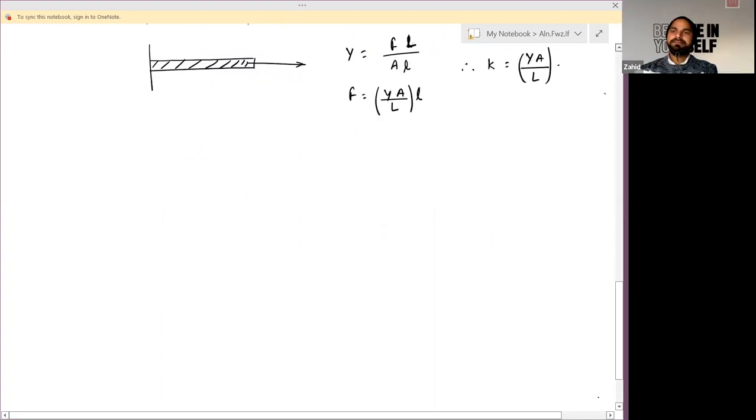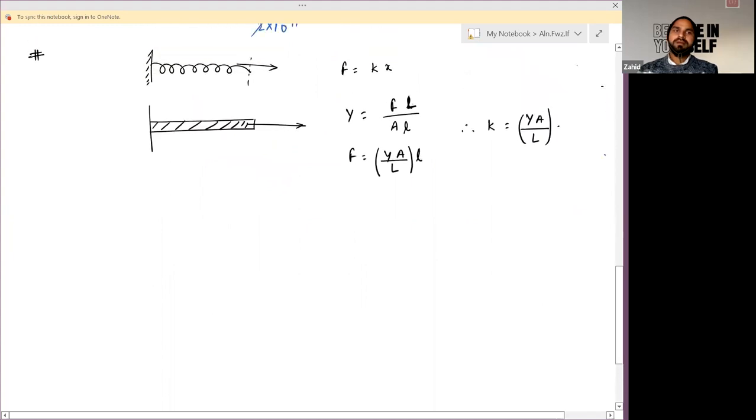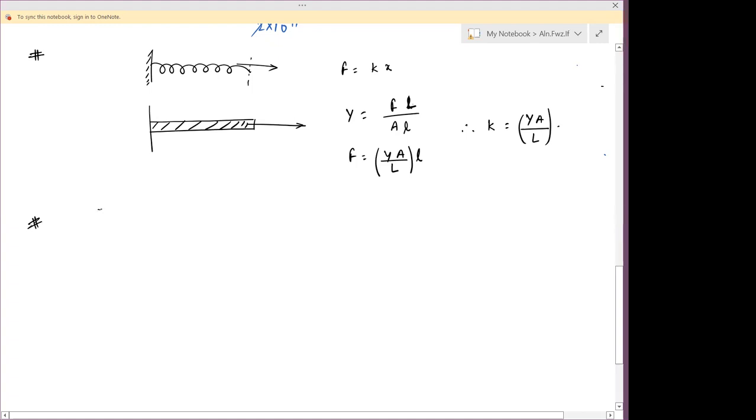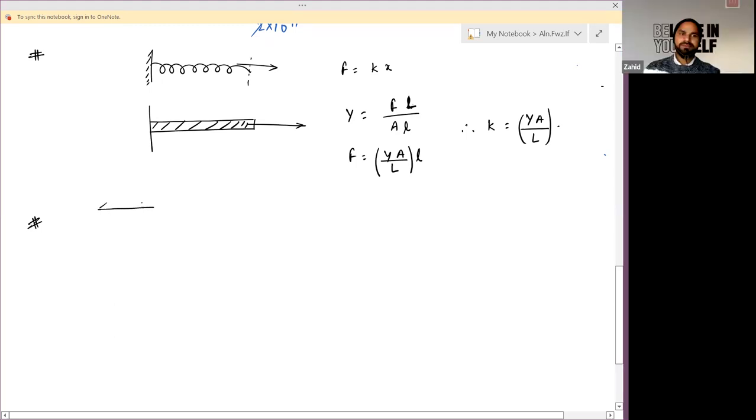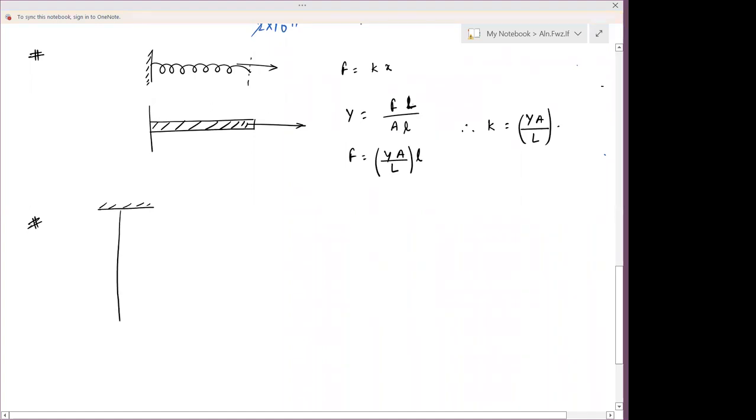Next is, if you hang a wire or a rod freely from any rigid support, will there be any elongation in it due to its own weight? Yes, sir. There may be elongation due to its own weight. Why so? Because the force of gravity is acting on it.